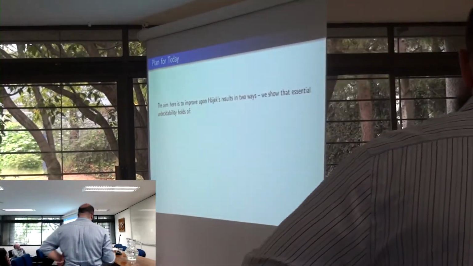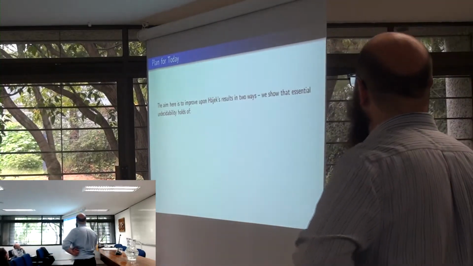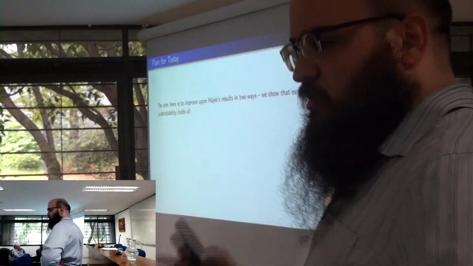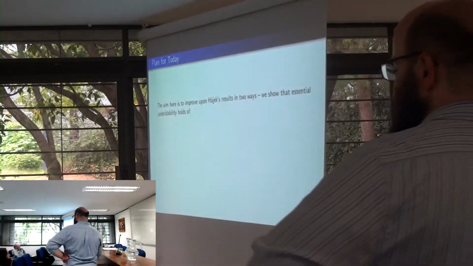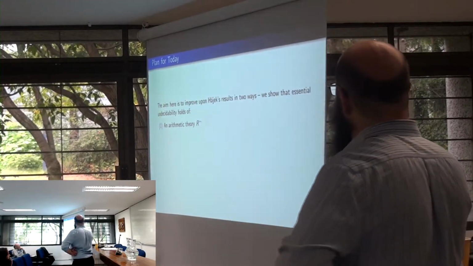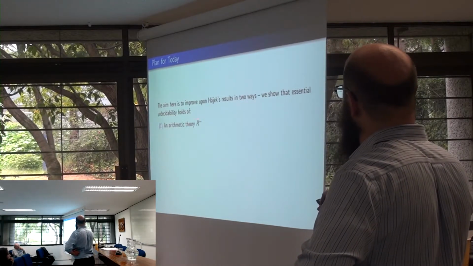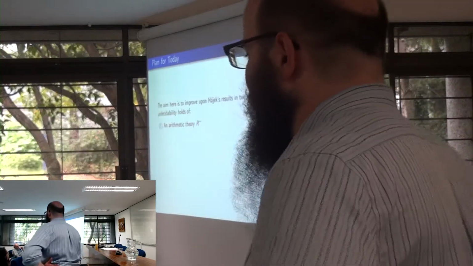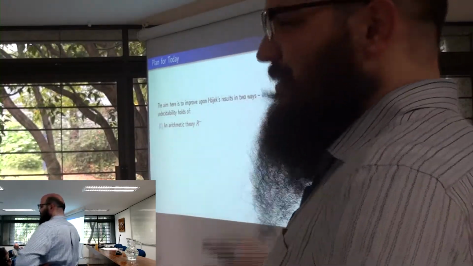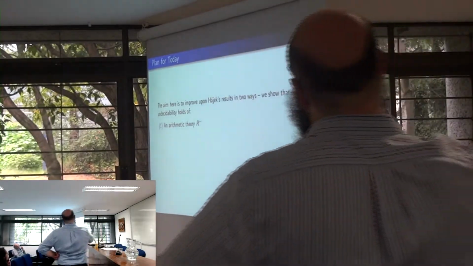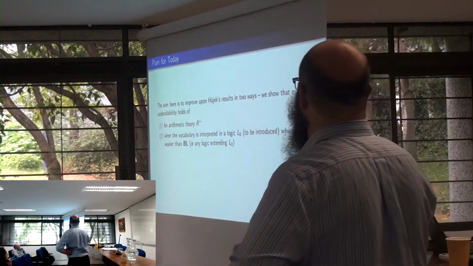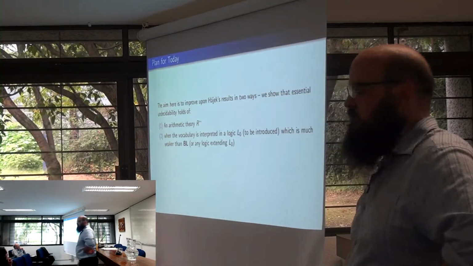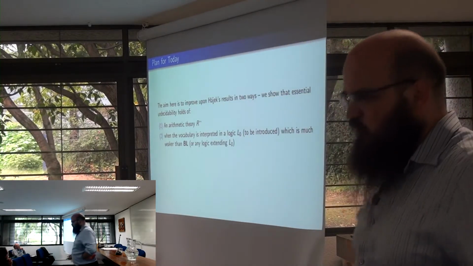So the plan for today is to improve upon Hájek's results in two ways. I'm going to use the Kleene-style structural argument to prove essential undecidability, but we're going to use it to show the essential undecidability of a weaker arithmetic theory, R sim, which stands to R as Q sim stands to Q. I'll give you the axioms in a moment. And furthermore, the logical vocabulary will be interpreted in a logic L0, which I'll introduce in a moment, which is substantially weaker than BL.